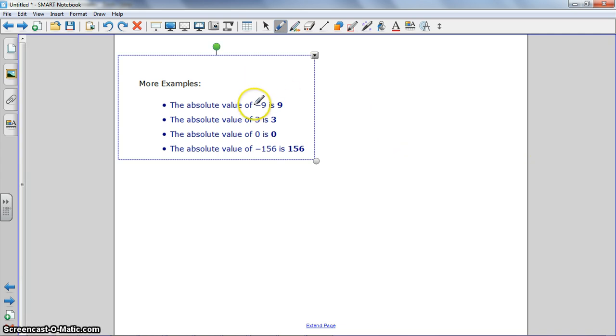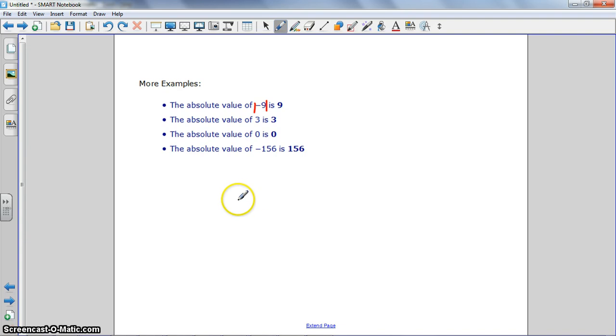The absolute value of negative 9, written with 2 bars, is 9. The absolute value of 3 is 3. The absolute value of 0 is 0. The absolute value of negative 156 is 156. So hopefully you picked up on the pattern that absolute value is always positive. We'll look at some different situations that don't contradict that but may seem to at first. But basically, if we're talking about how far something is, distance, it can't ever be negative.